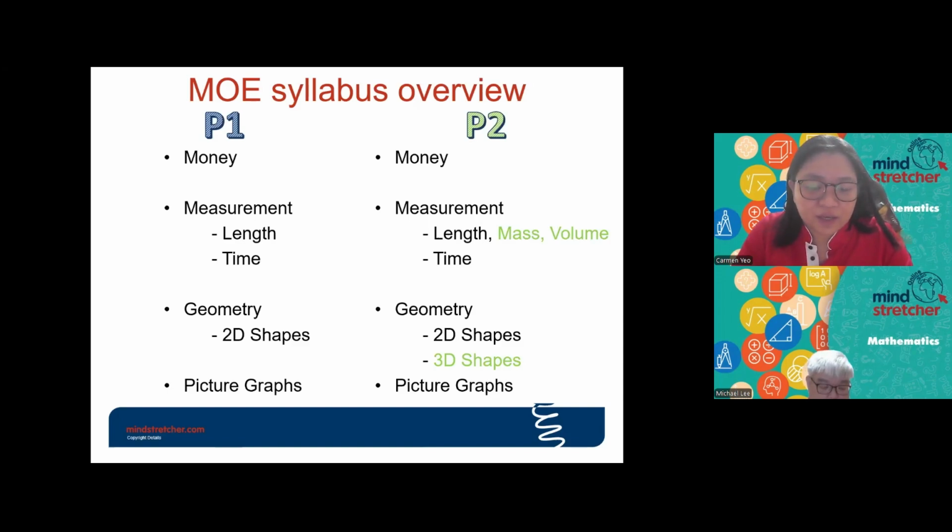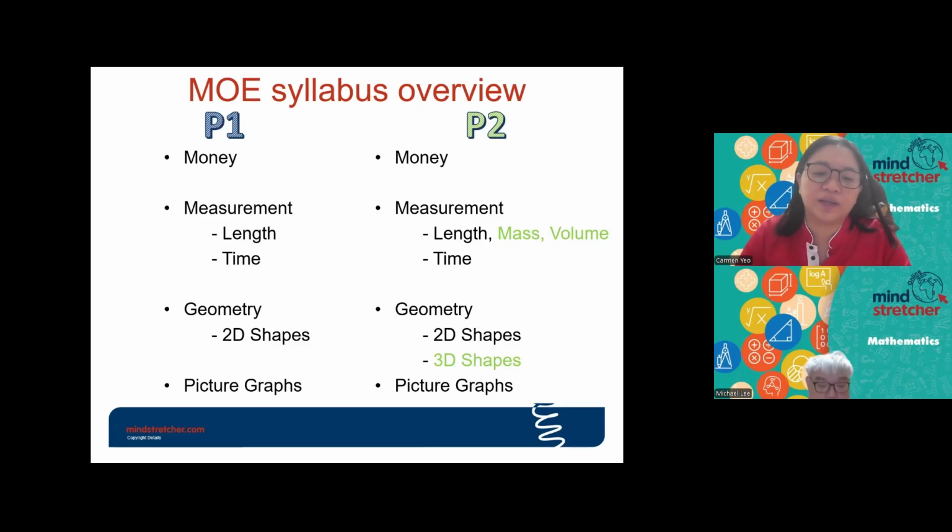Okay, and as we move down, geometry, we have the 2D shapes in primary one, okay, which includes the basic shapes, circle, square, rectangle, triangle, and half circle. Okay, and in primary two, they will learn 3D shapes, like cylinder, cube, cuboid, cone, right? And we also have picture graph in primary one and primary two. So again, it is a step up.